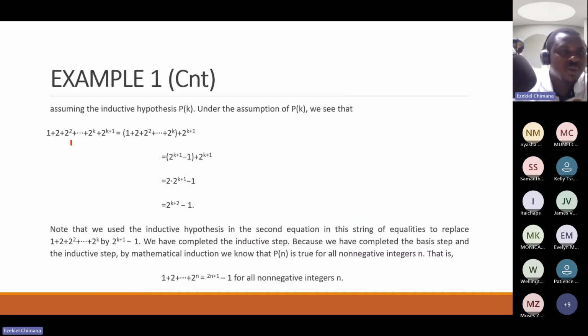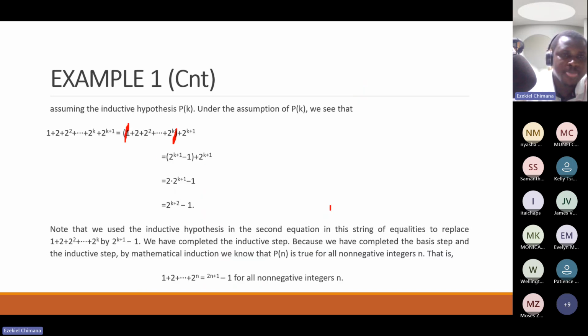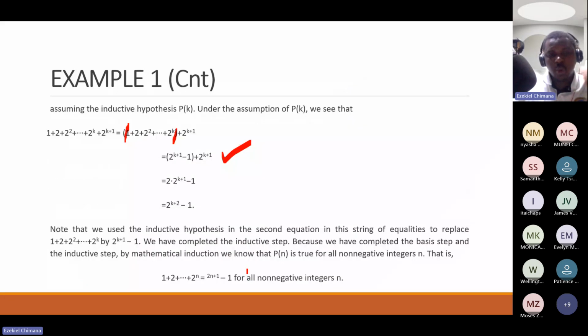So you are considering the left-hand side. This is equal to, if you look at it, we have taken this part that we put into brackets, which is the hypothesis part, plus 2 to the power k plus 1. Then we are going to replace this part with the hypothesis step, which is 2 to the power k plus 1 minus 1. That's what you are going to get here. After that, you solve the left-hand side. But when you are solving it, you need to keep in mind that I need to produce something like this. So you need to work towards that, whichever possible way can give you that. That's how you need to model that.